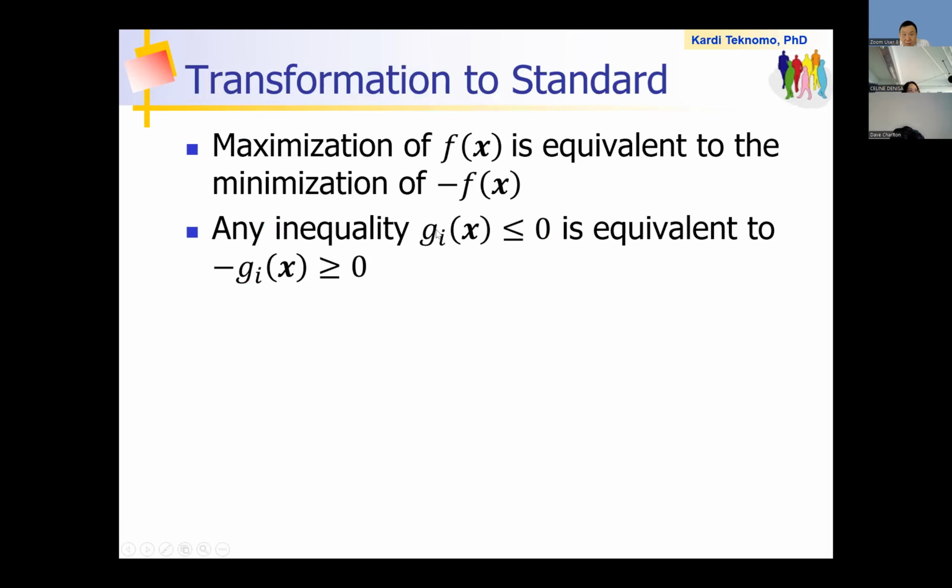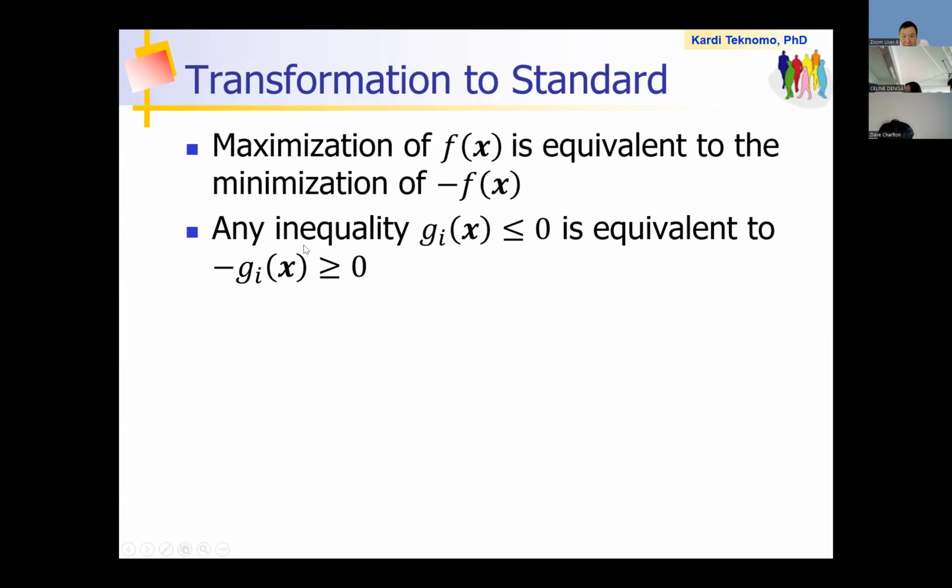Okay. Now, if you want to convert into standard form, that means you need to convert the minimization into maximization. Yeah? So how to convert? Easy. Yeah? So maximization of f(x) is equal to minimization of minus f(x). So in that case, if your problem is minimization, then you want to make it maximization, all you need to do is to put minus.